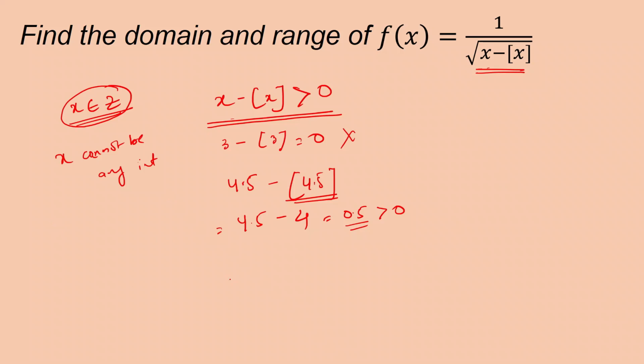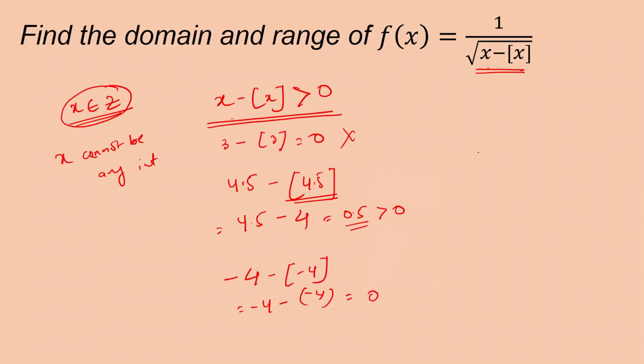Okay, now what if you take some negative value? So if you take, say for example, minus 4, then minus 4 minus box of minus 4, which is minus 4 minus minus 4 only, because box of minus 4 is minus 4 itself. Remember, box of some integer is the same integer, like box of 2 is 2, box of 3 is 3, box of 4 is 4, box of minus 2 is minus 2, and so on. So this will give you again 0. So for any integer we'll be getting 0, right? So any integer is inadmissible because we cannot have 0 in the denominator.